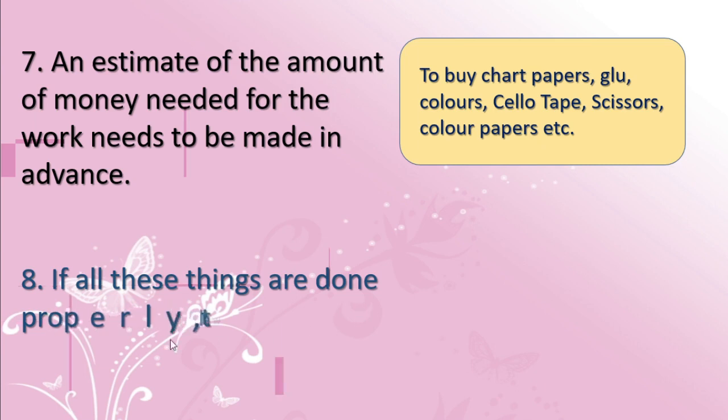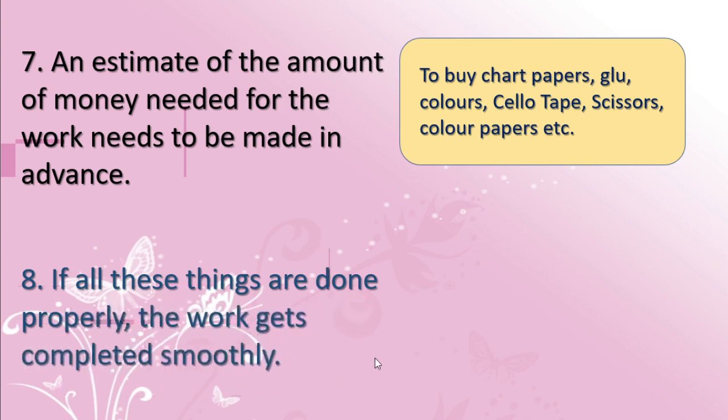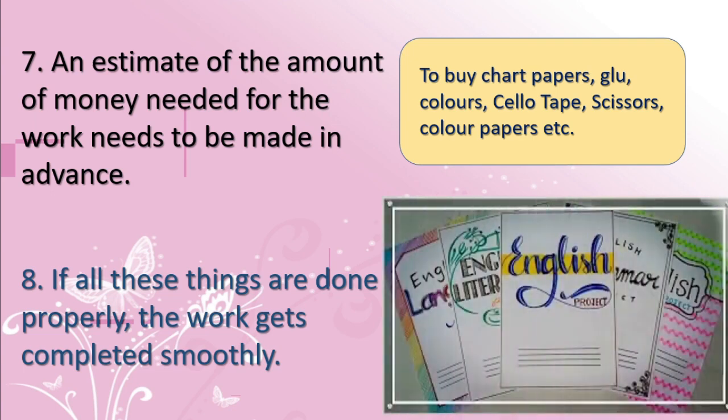If all these things are done properly, the work gets completed smoothly. Here also, what did they do? They decided each and everything properly. They went through each step of management properly and they succeeded in making their work complete. See, their project is complete and very nice. They prepared the English project, right? They made English letter writing. They collected some jokes, they prepared some poems, they wrote some stories, they added some pictures, they drew some things, correct? Like that they became very good in their project.